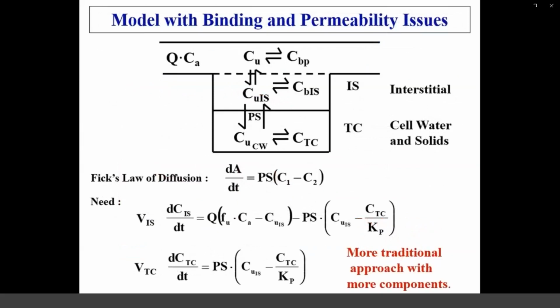The more traditional approach to dealing with permeability is a more complex model that's found in many PBPK programs. Here, the organ is divided into capillary space, interstitial space, and cell water space. And permeability is assumed to influence the distribution between interstitial fluid and cell water spaces. So you need more information about the tissues, you need two differential equations, and you need assigned or fitted PS values in order to implement this model.